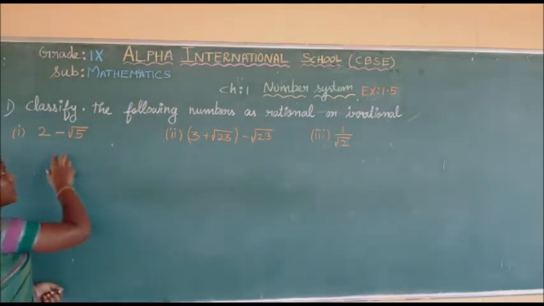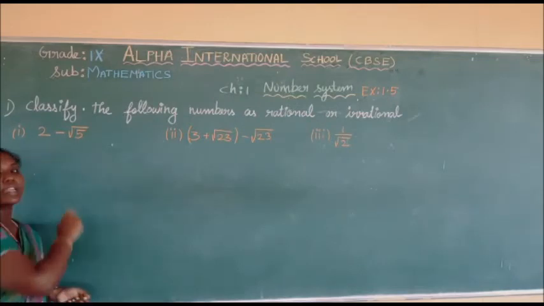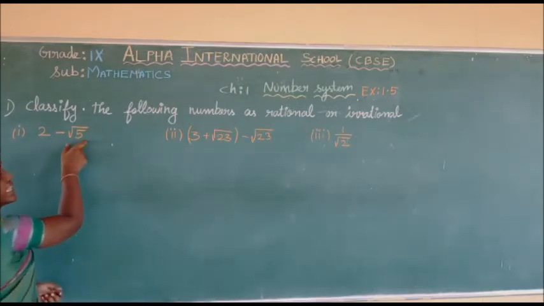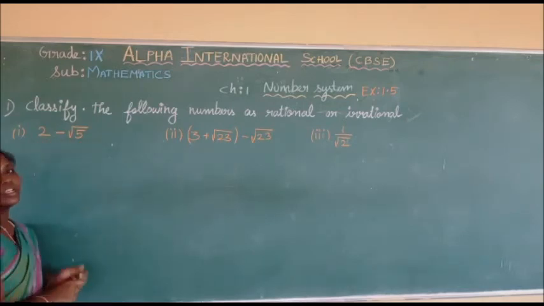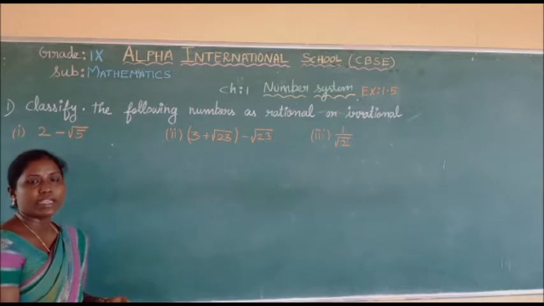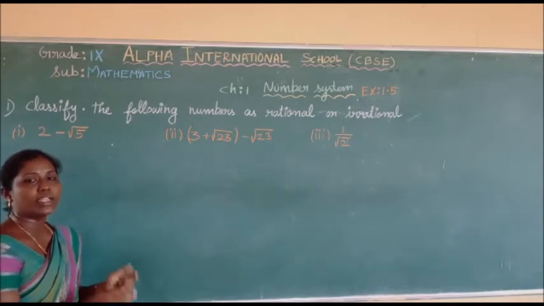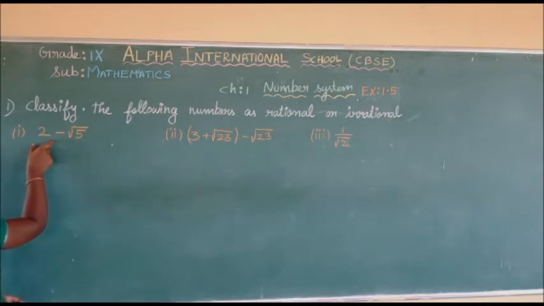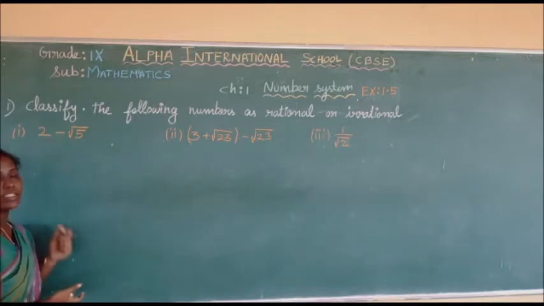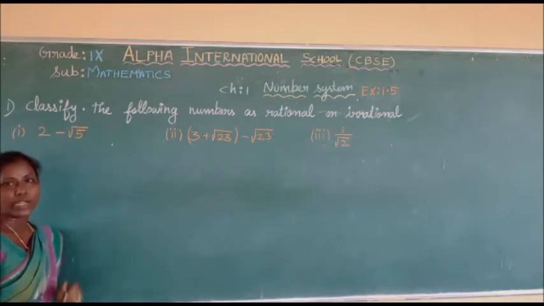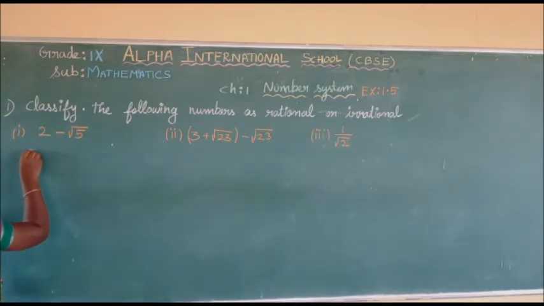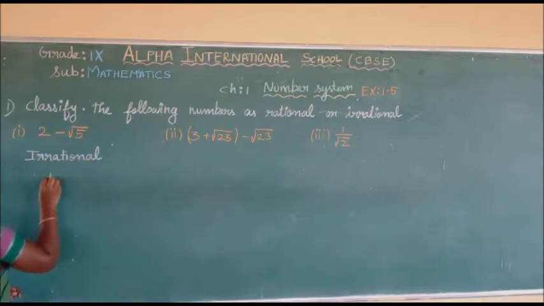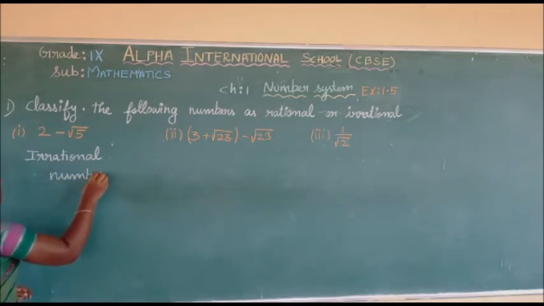So see here, we are subtracting an irrational number from a rational number. The result we get will surely be an irrational number. So the given number is an irrational number.